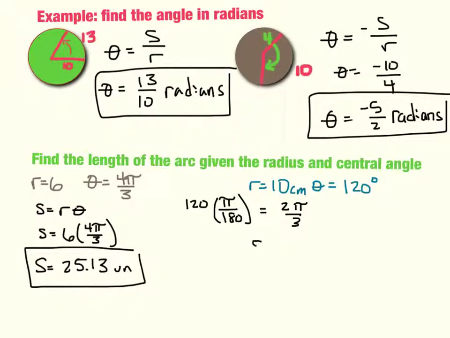Now I can take s equals r theta, 10 times 2 pi over 3, to get that the arc length here is 20.94 centimeters.